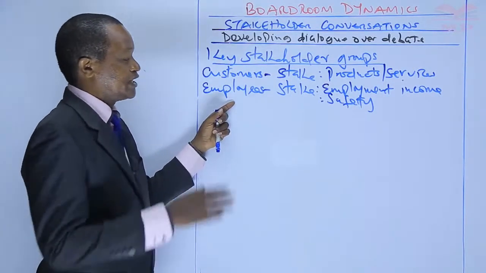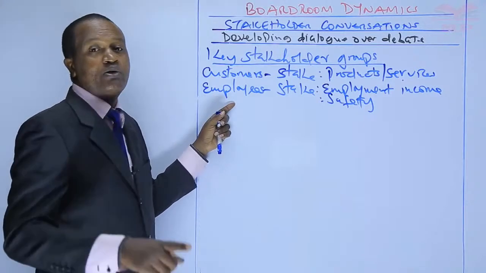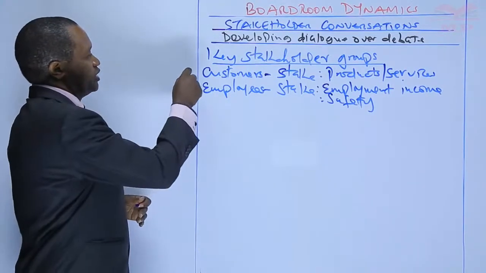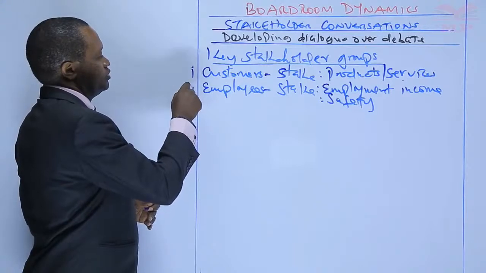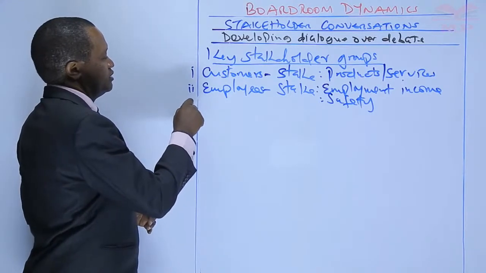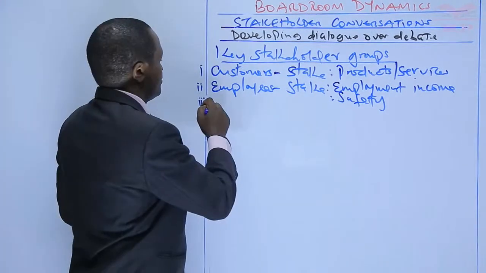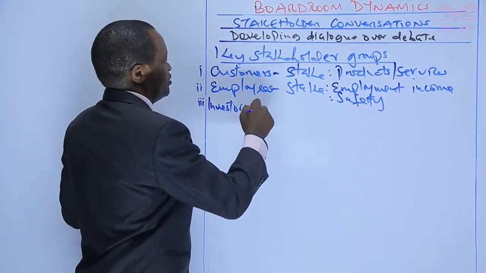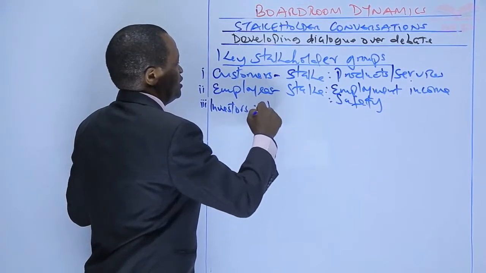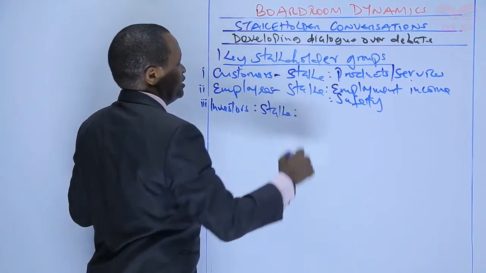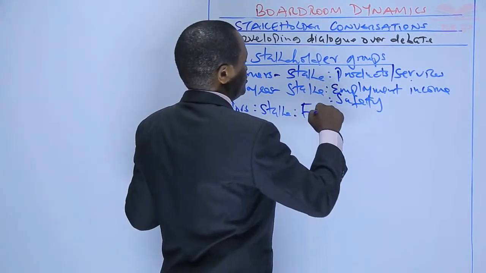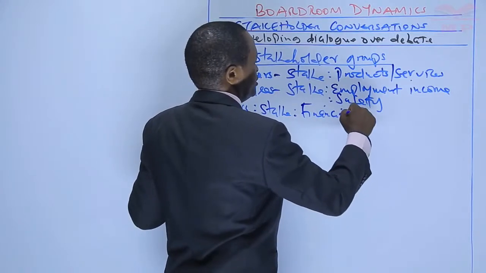Without employees, a company cannot meet its objectives. This is the 1, 2, then 3. Investors. What is investors' stake in a company? Their stake is financial returns.